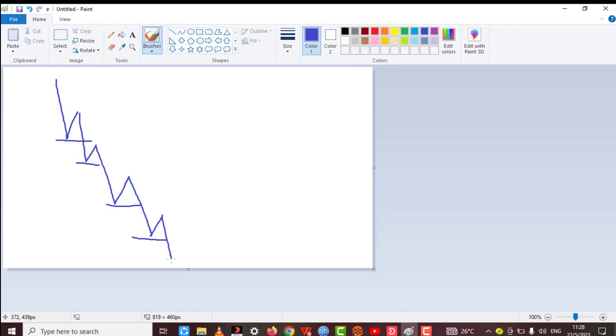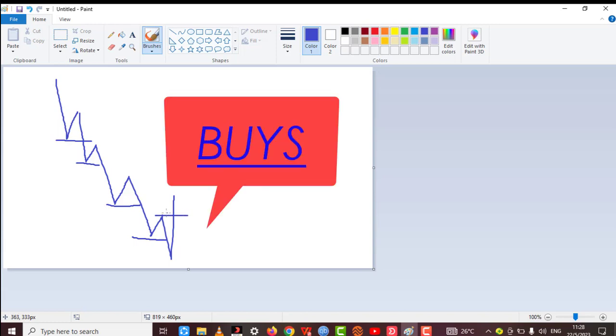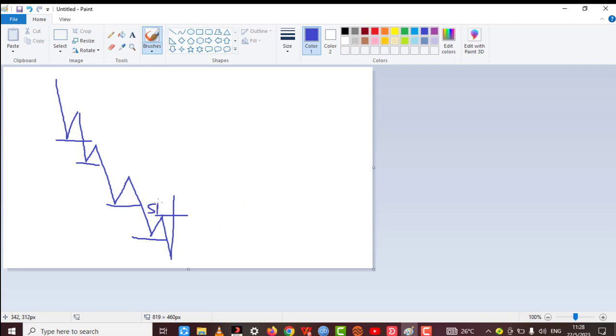So price then breaks the structure. As soon as price breaks the structure, we're now looking for buys. This is a change of character or shift in market structure. Market structure has shifted from being bearish to being bullish. So price comes back for the correction, moves with an impulse. This is now our break of structure to the upside. Break in market structure.